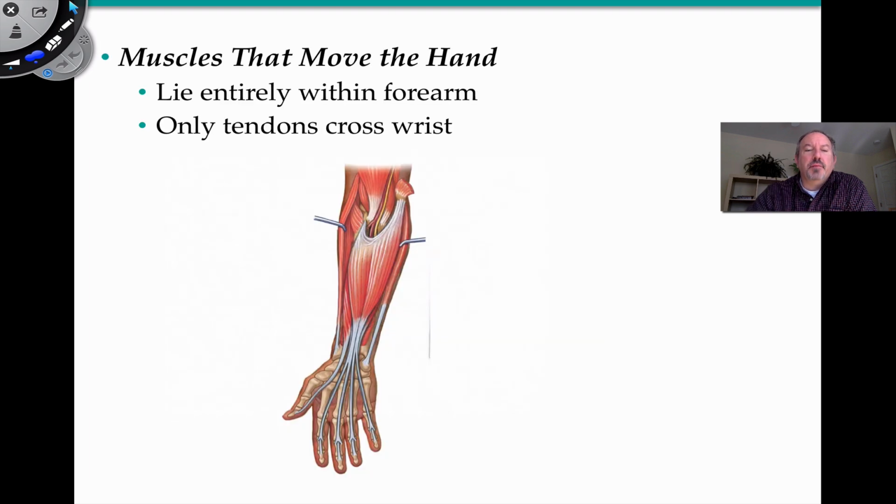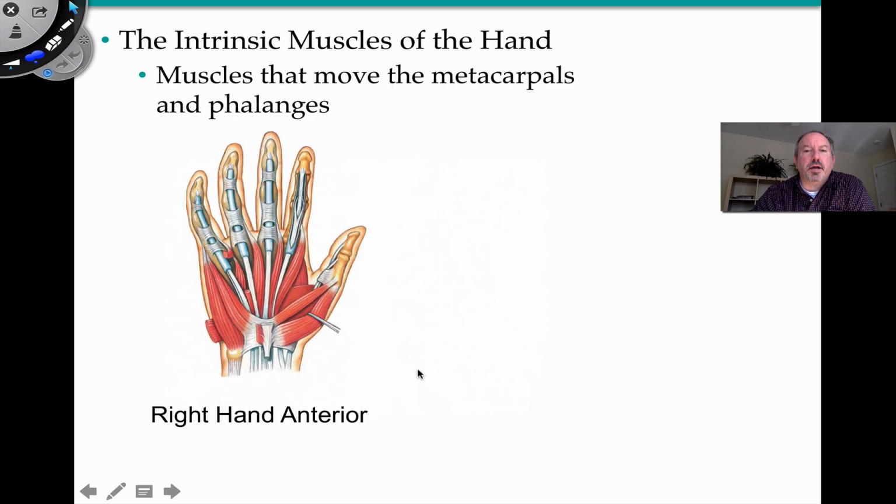Okay. And again, I'm not going to name the numerous muscles that are inside the forearm, but basically, I'll say this is that they're the tendons that move the hand, or only the tendons are actually crossing the wrist right there, which I find kind of interesting thing to point out. And then you might be familiar with the term intrinsic. Intrinsic muscles are muscles within an organ. Like, in other words, there's intrinsic muscles of the hand, and there are several inside here, and they help to move the metacarpals and phalanges.